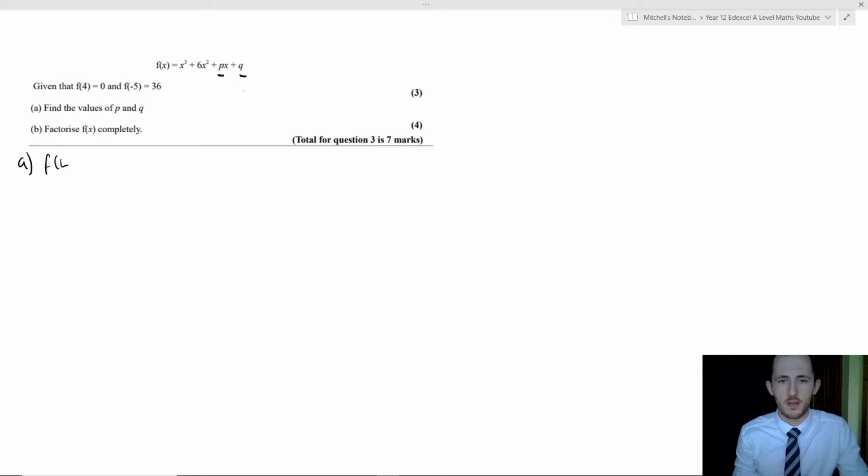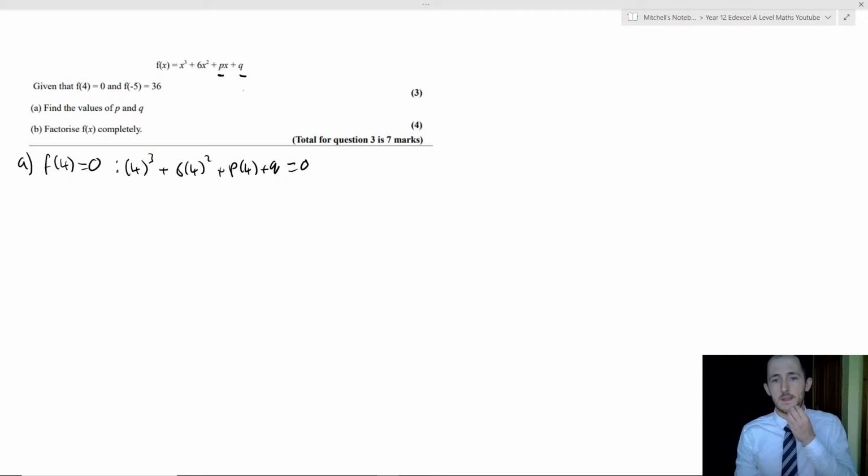But they've also given us this piece of information. They said f of 4 equals 0. So if we were to sub that in right now, we would get 4 cubed plus 6 times 4 squared plus p times 4 plus q should equal 0. That's what that information tells me. So 4 cubed, hopefully you know that's 64. And then honestly you can just do the whole thing in your calculator anyway. But I'm just going to work out what the numbers are. So 4 cubed plus 6 times 4 squared is equal to 160. Plus 4p plus q equals 0.